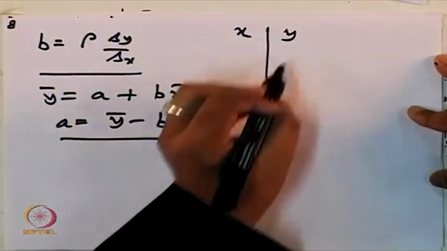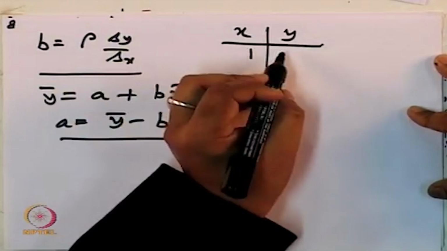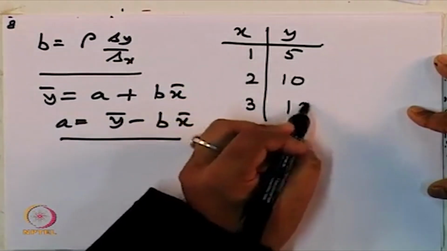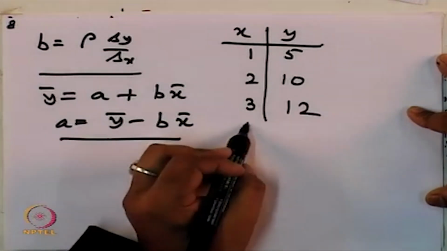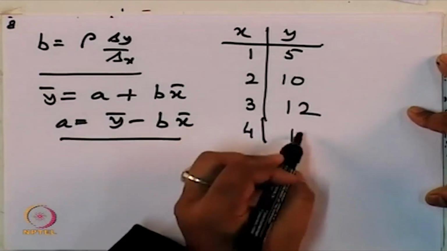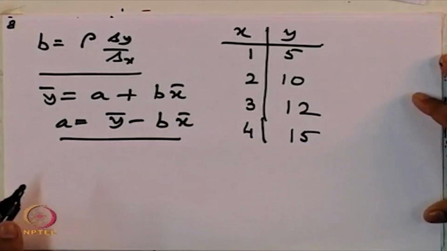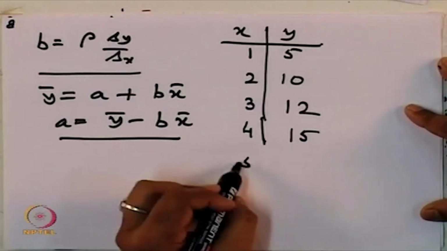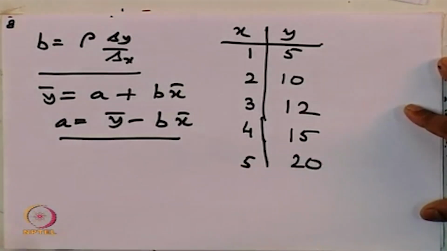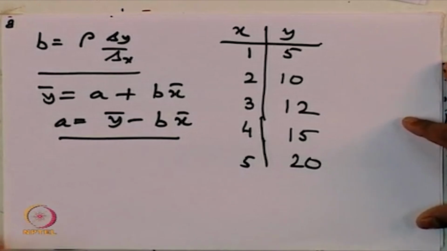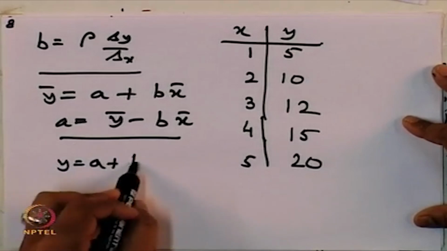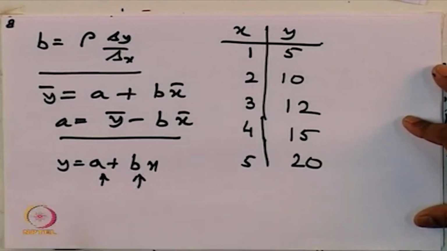Let us take a very simple example. So, these are our 4 values, or let me make it 5. 5 is 20. So, this is my x and y data, and I want to find out y is equal to a plus b x, and what are our values a and b respectively.